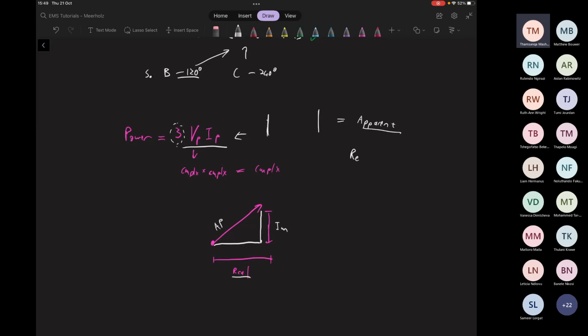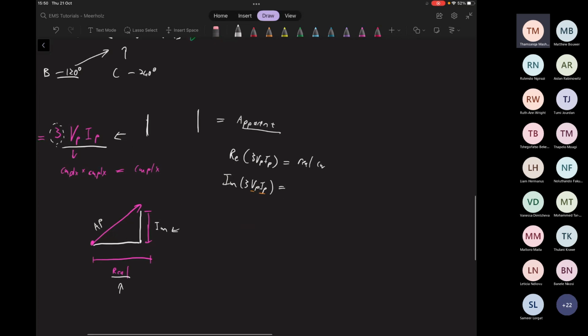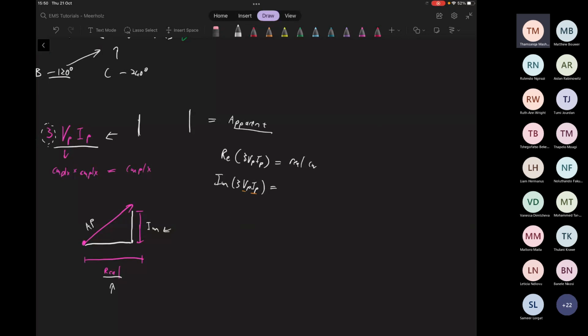If you take the real part of 3VPIP, then you get your real power in watts. If you take the imaginary part of it, 3 times VP, don't ever get confused. We're just timesing complex numbers. We're just doing maths. Just normal old circuit theory. If you take the imaginary part, you just deal with the complex number as reactive and real parts. And then this would give you the imaginary power in VA little r.